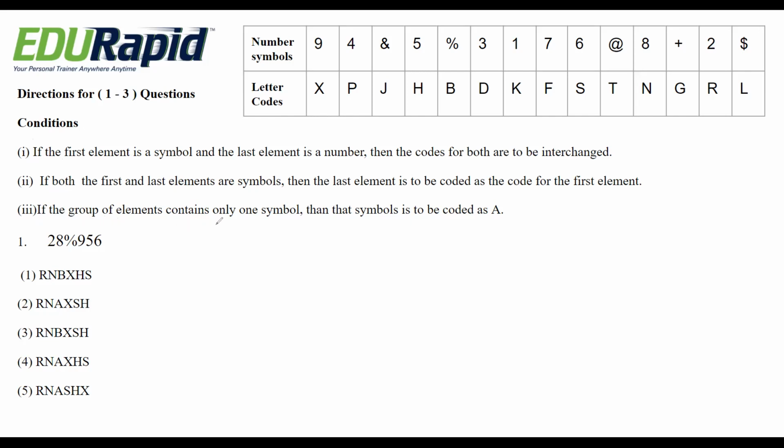If the group of elements contains only one symbol, then that symbol is to be coded as A. Yes, in this group there is only one symbol, percentage. It is coded as A. But from the given table, percentage is coded as B. But you have to apply the condition. They told us if there is only one symbol, then that symbol is to be coded as A. Remaining terms are the same.